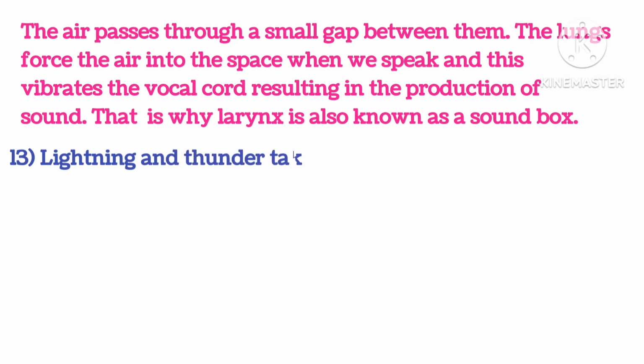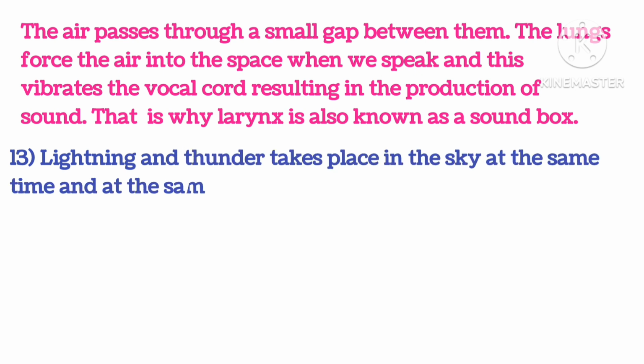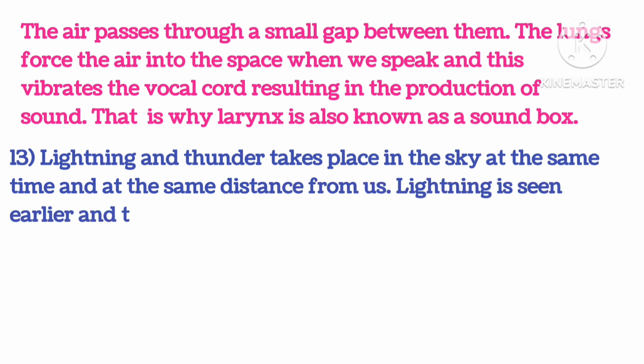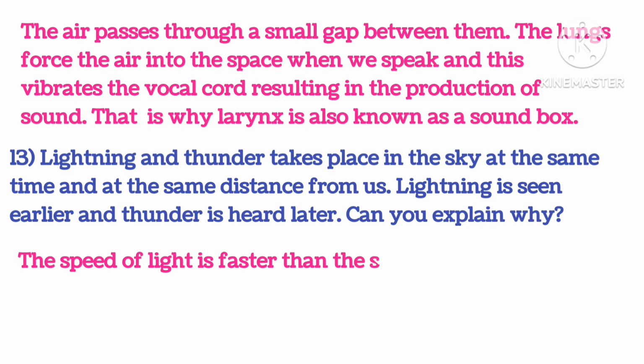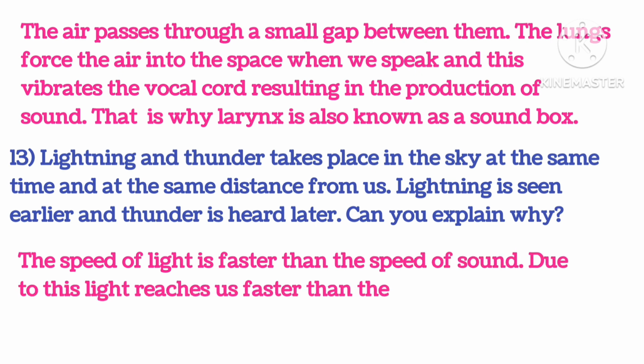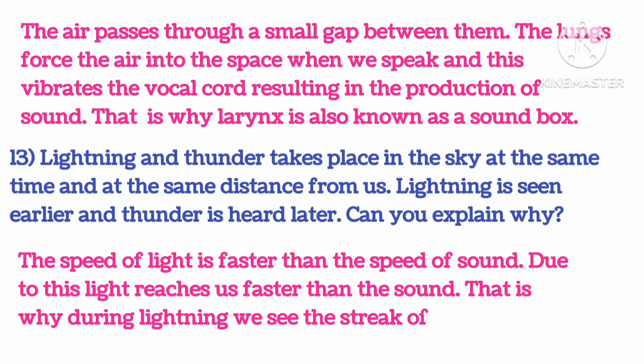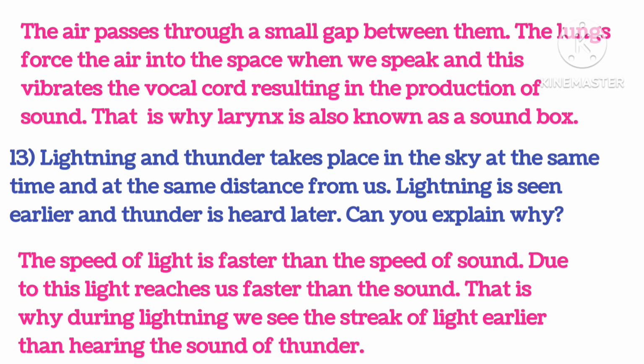13. Lightning and thunder take place in the sky at the same time and at the same distance from us. Lightning is seen earlier and the thunder is heard later. Can you explain why? The speed of light is faster than the speed of sound. Due to this, light reaches us faster than the sound. That is why during lightning, we see the streak of lightning earlier and then hear the sound of the thunder.